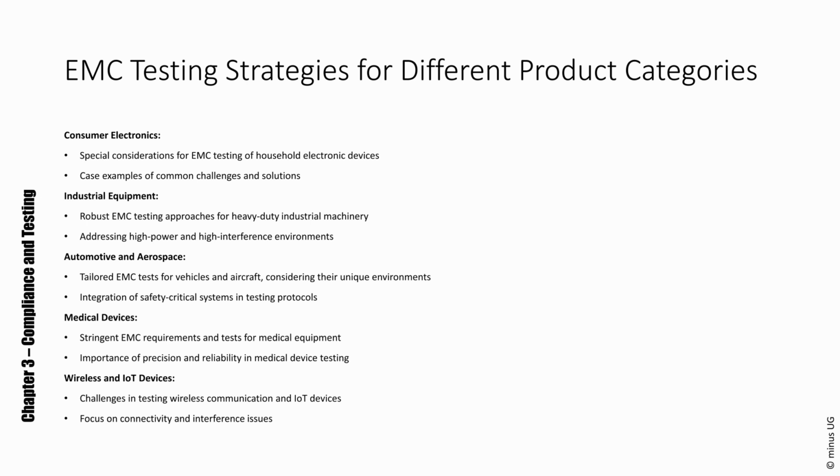Case studies in this sector often illustrate challenges such as managing interference from multiple devices operating simultaneously, with solutions including advanced filtering and strategic component placement. Industrial equipment. EMC testing for heavy-duty industrial machinery focuses on robust approaches to handle high-power and high-interference environments typical of industrial settings. Solutions may involve comprehensive shielding techniques and the use of industrial-grade components designed to withstand and minimize electromagnetic interference, ensuring the reliability and safety of equipment like large motors, generators, and control systems.